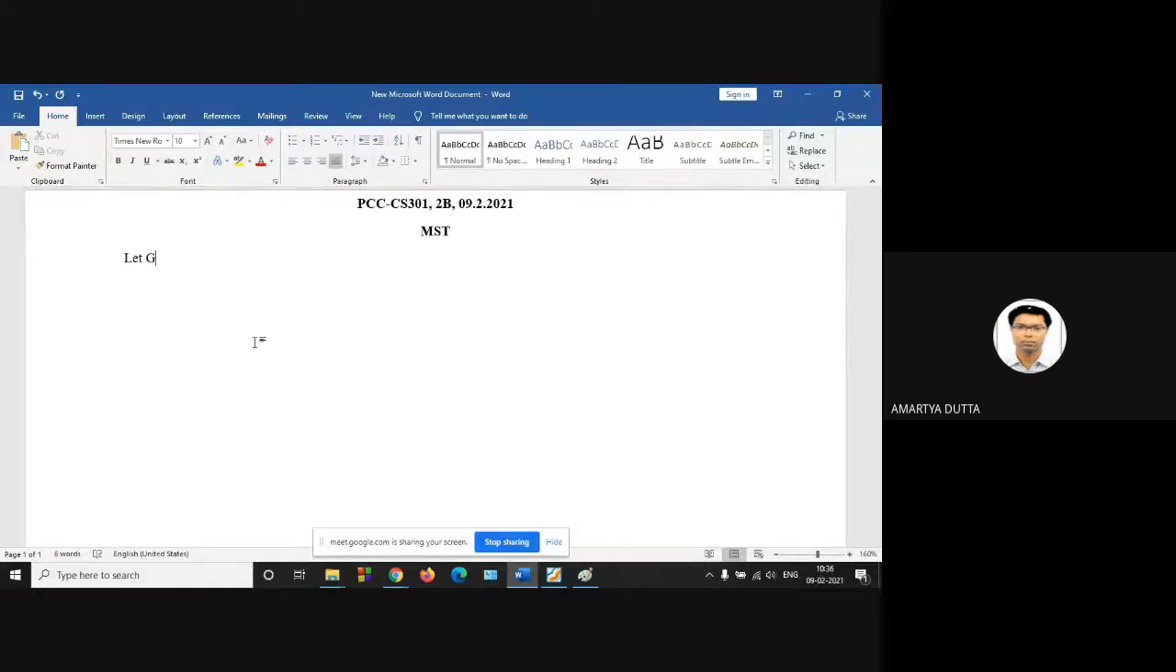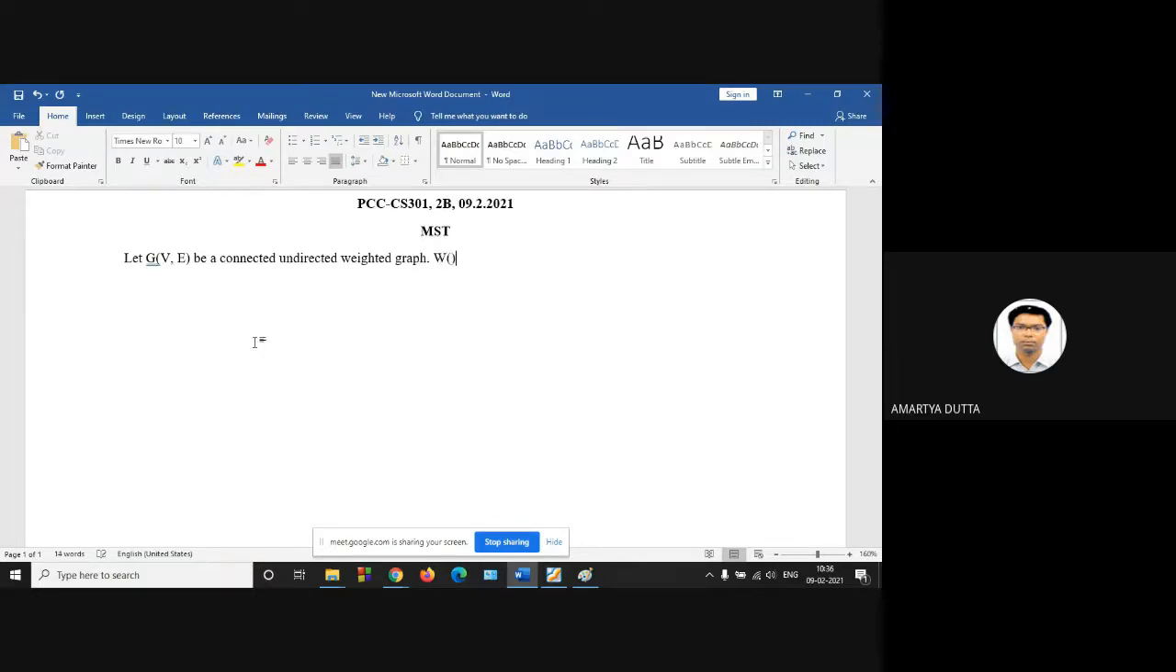Let G(V, E) be a connected, undirected, weighted graph.